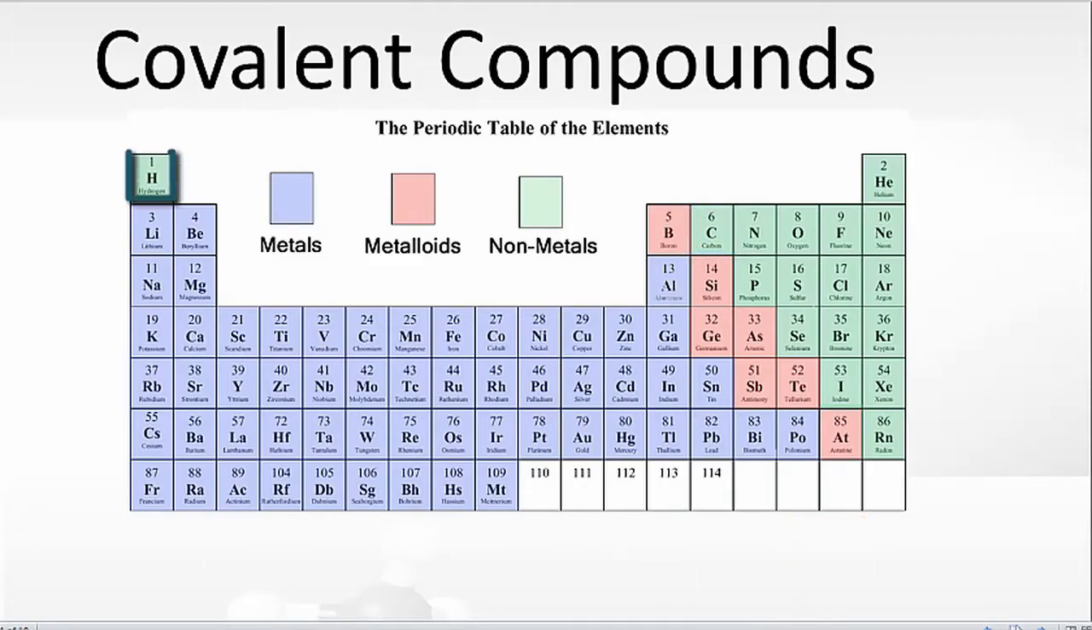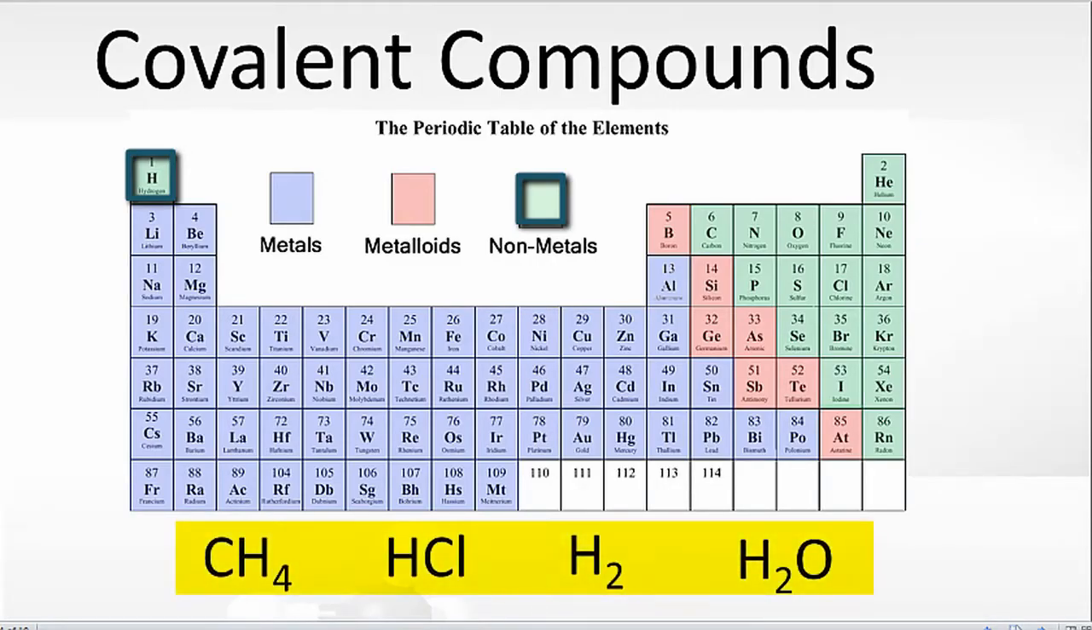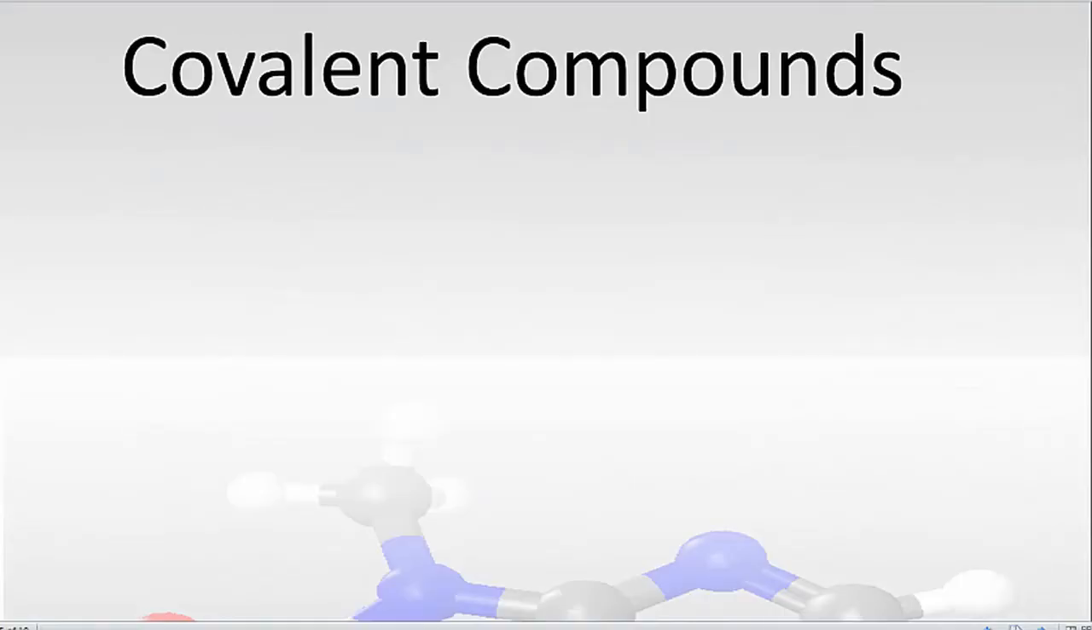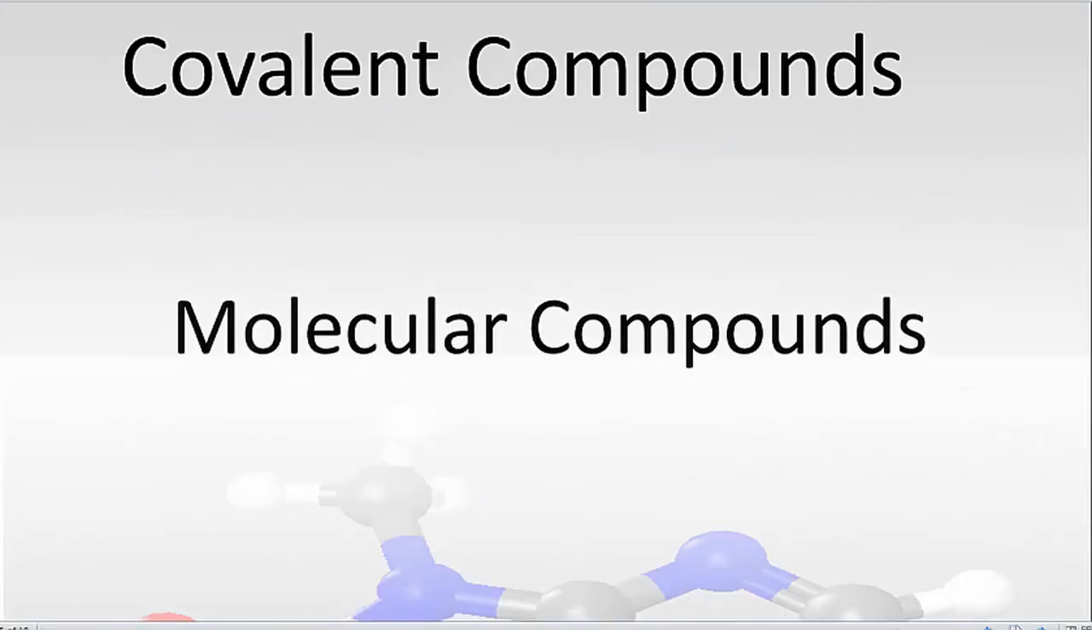Be careful with hydrogen. It's a nonmetal, even though it's on the left all by itself. So for compounds like CH4, HCl, H2, or H2O, those are all covalent compounds. They contain hydrogen, which is a nonmetal, and then they have another nonmetal. Two or more nonmetals, that's going to be covalent. Covalent compounds are also called molecular compounds. They're the same thing. So you see that sometimes, just know that covalent and molecular are the same thing.